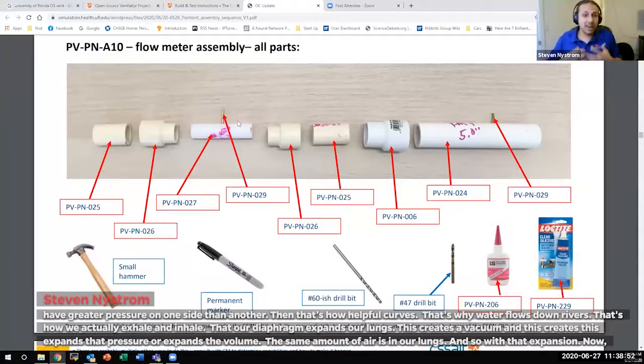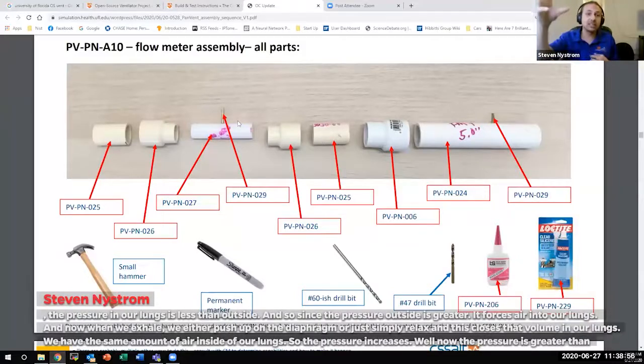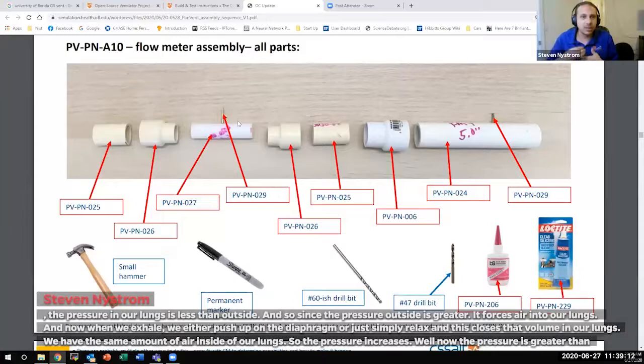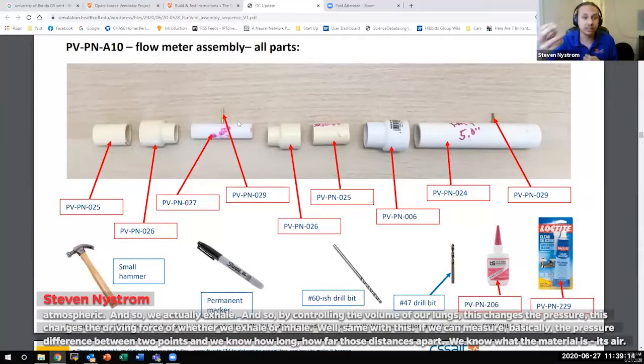The same amount of air is in our lungs. And so with that expansion, now the pressure in our lungs is less than outside. And so since the pressure outside is greater, it forces air into our lungs. And now when we exhale, we either push up on the diaphragm or just simply relax, and this closes that volume in our lungs. We have the same amount of air inside of our lungs, but the pressure increases. Well, now the pressure is greater than atmospheric, and so we actually exhale. And so by controlling the volume of our lungs, this changes the pressure, this changes the driving force of whether we exhale or inhale. Well, same with this.